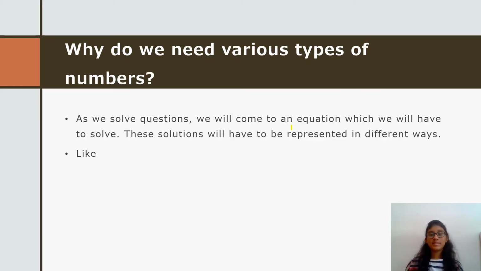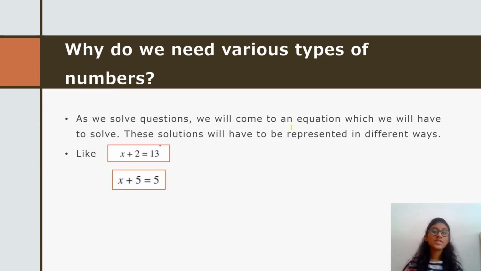What is the necessity of different types of numbers? Now, as we solve questions, we will end up with either one or two equations which we will have to solve. These solutions will have to be represented in different ways. Now, to understand this concept, we shall look at some examples. For this equation, we have an answer of positive 11, which is a simple natural number. For the second equation, we get an answer of 0, which is not included in the set of natural numbers, but it is included in the set of whole numbers. So this answer falls under the set of whole numbers.